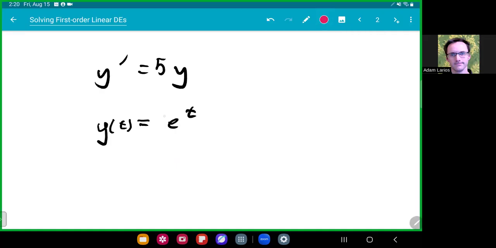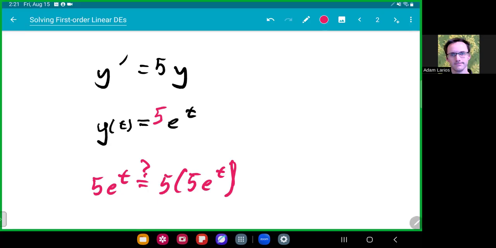One I sometimes see people try is 5 times e to the t, but you can check pretty quickly that this is also not a solution. You would just get 5 e to the t, because that's the derivative of 5 e to the t. And on the right, you would get 5 times 5 e to the t, which is 25 e to the t. And so this also is not the correct guess.